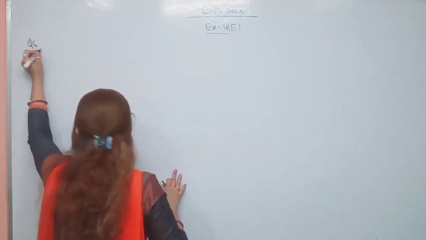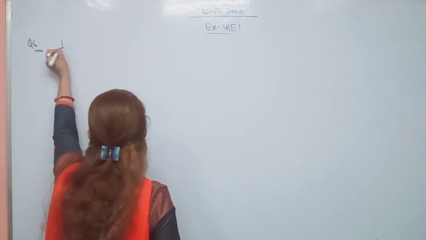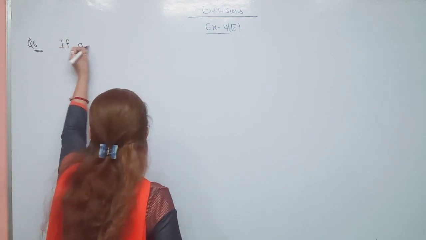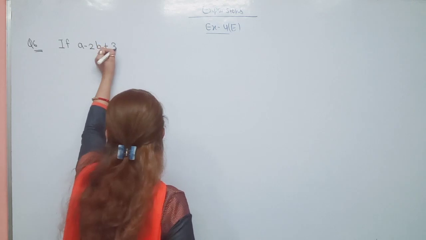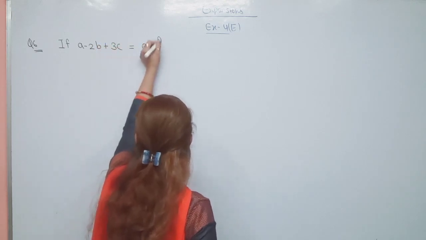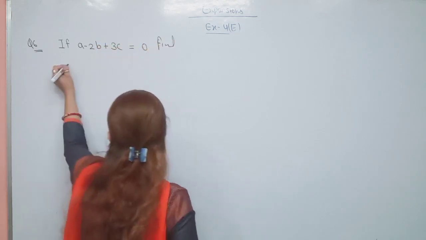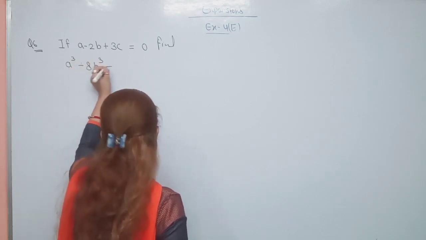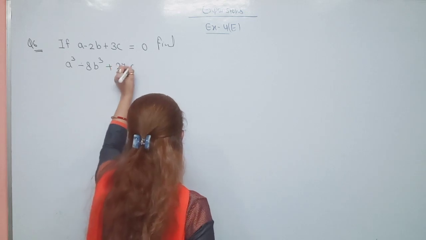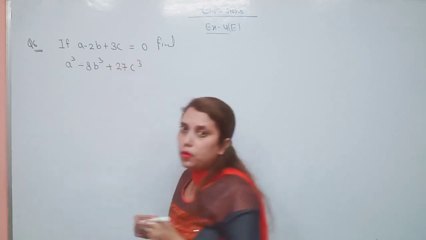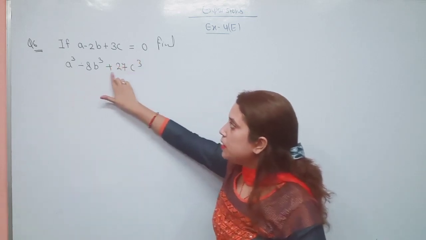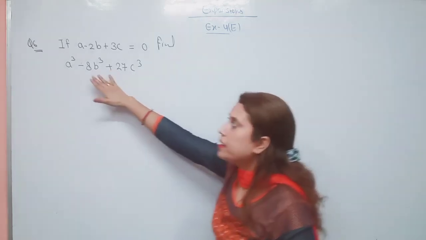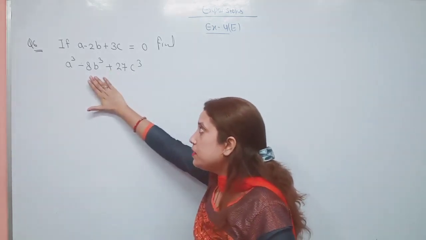Question number 6: if a minus 2b plus 3c is equal to 0, find the value of a cube minus 8b cube plus 27c cube. There are 3 terms and cubes, so which identity can we use here?